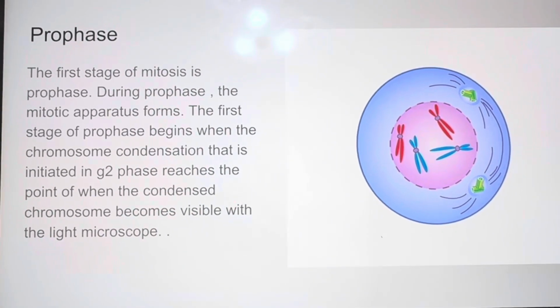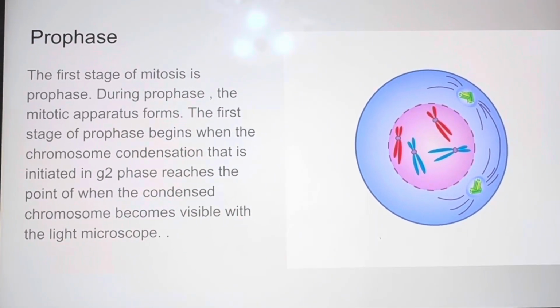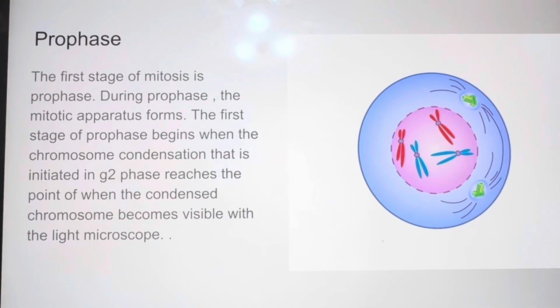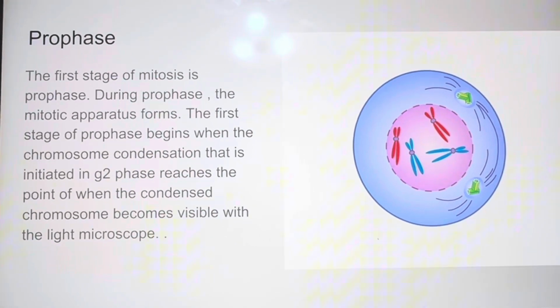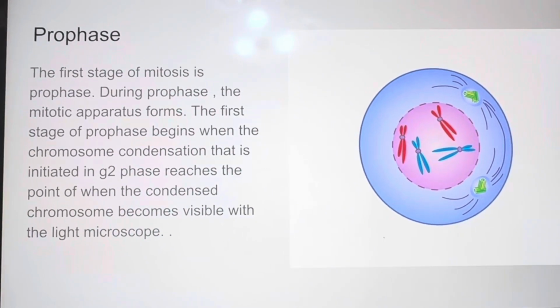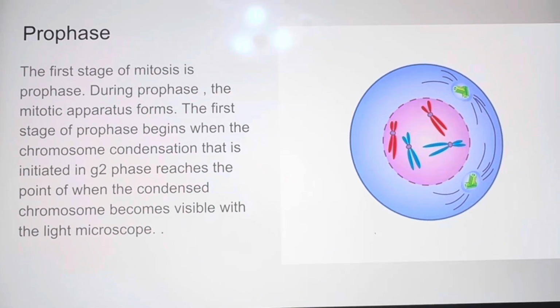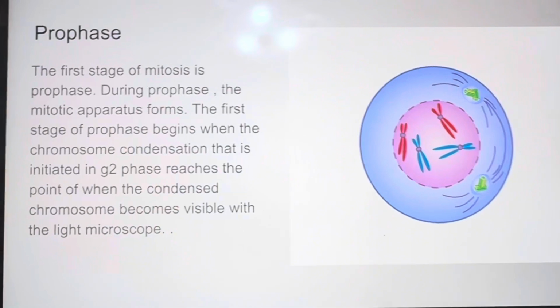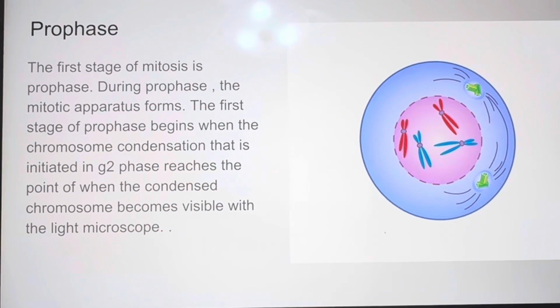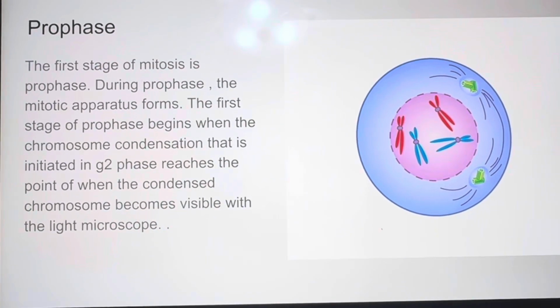Prophase. The first stage of mitosis is prophase. During prophase, the mitotic apparatus forms. The first stage of prophase begins when the chromosome condensation that started in G2 phase reaches the point when the condensed chromosome becomes visible with the light microscope.